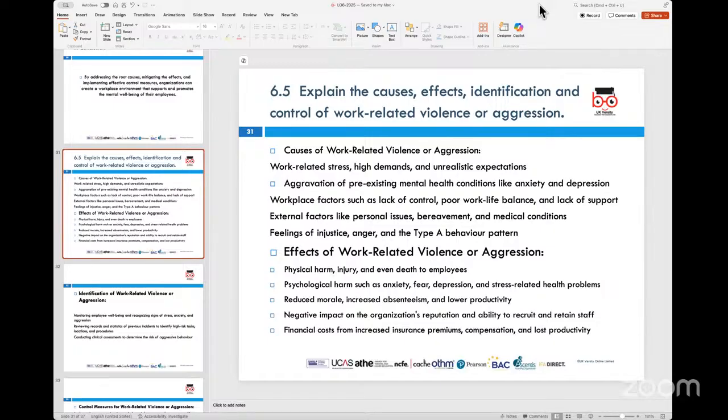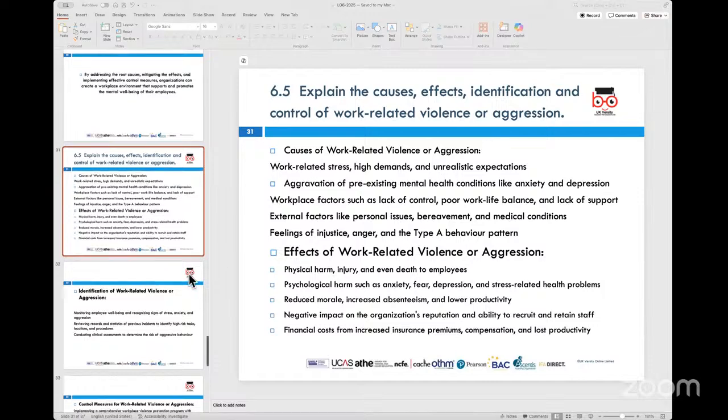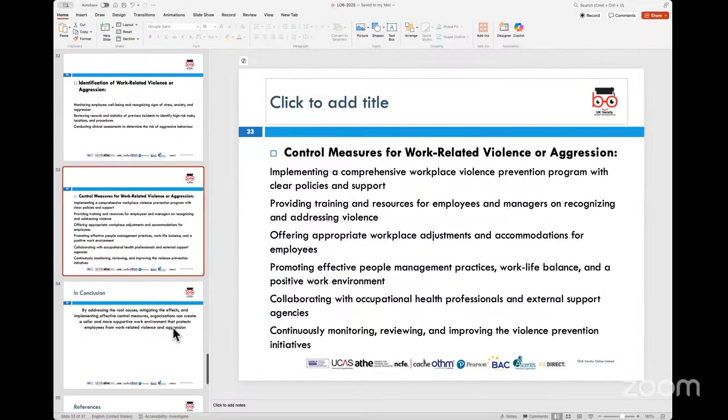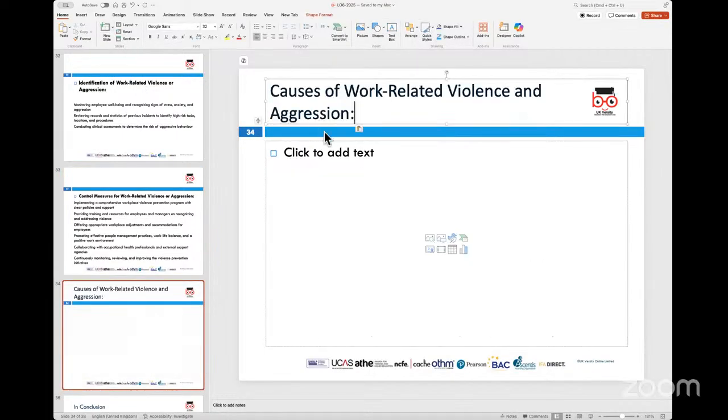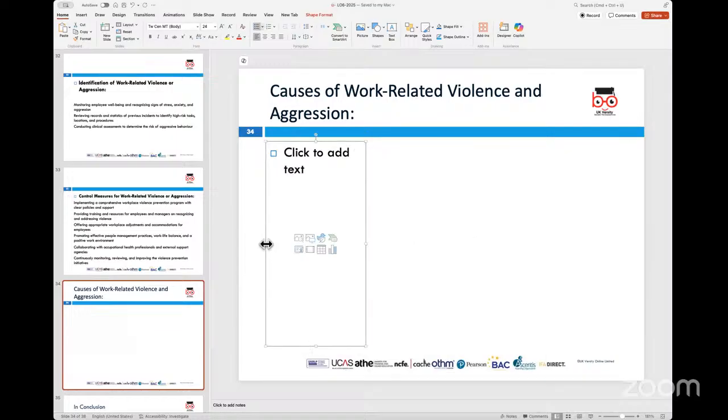Now, in order to control these, we need to look at, as an employer, controlling measures, and that is what we'll do in 3 slides. We look at causes first, then we'll go into effects, and then we look at how we can control some of these within the organization. I'm going to put some more concise slides on as we go along because I like to break this up into 3 parts.